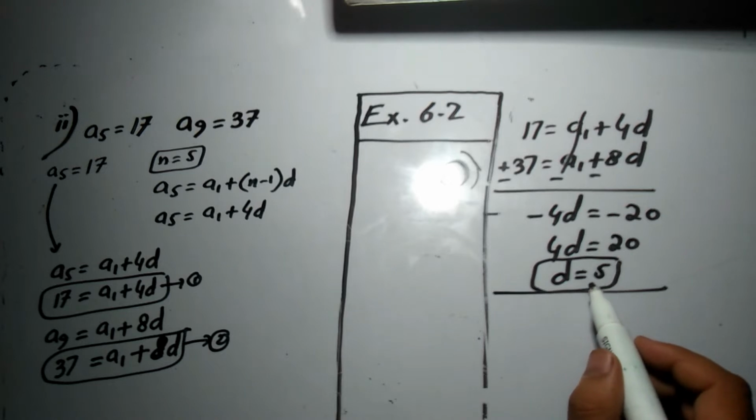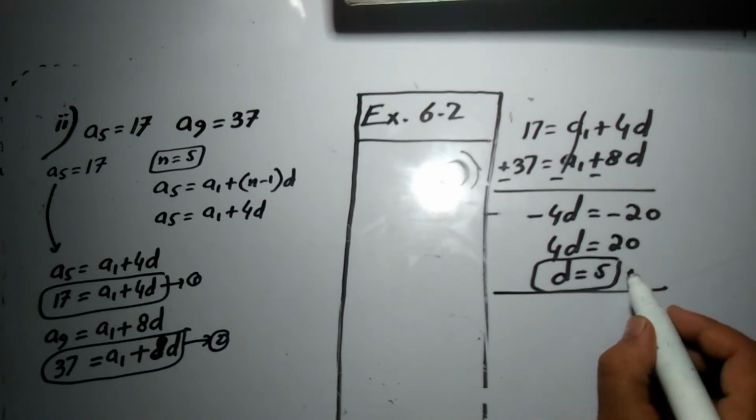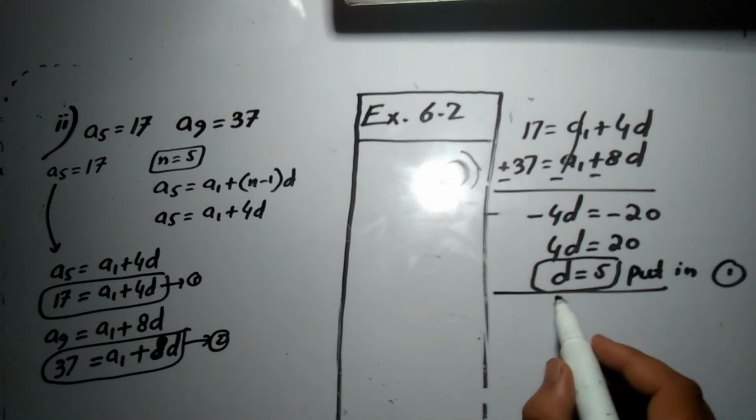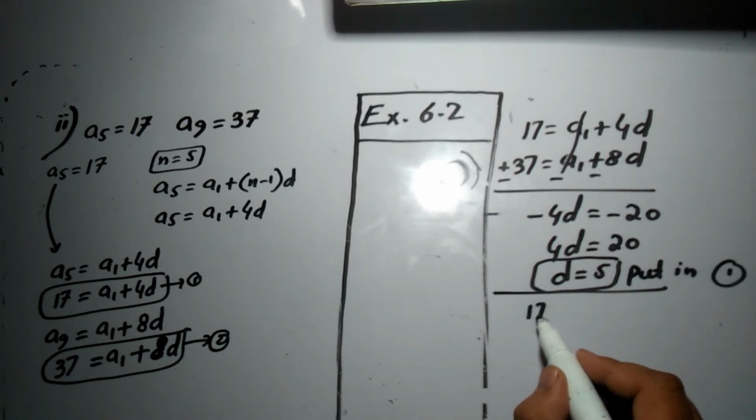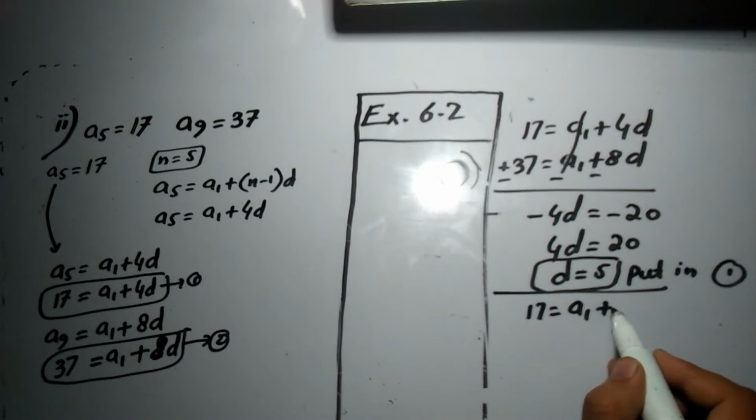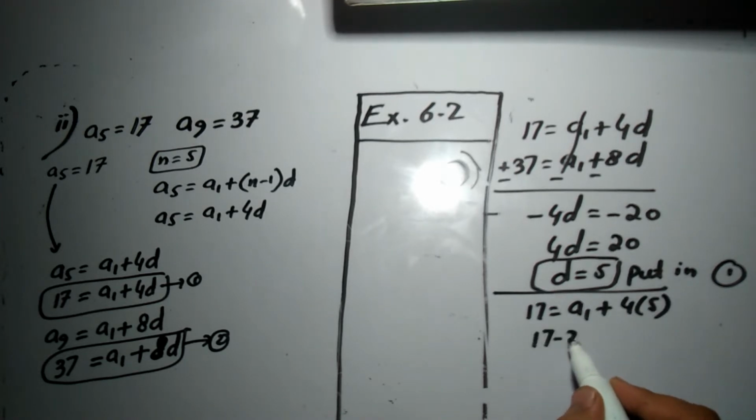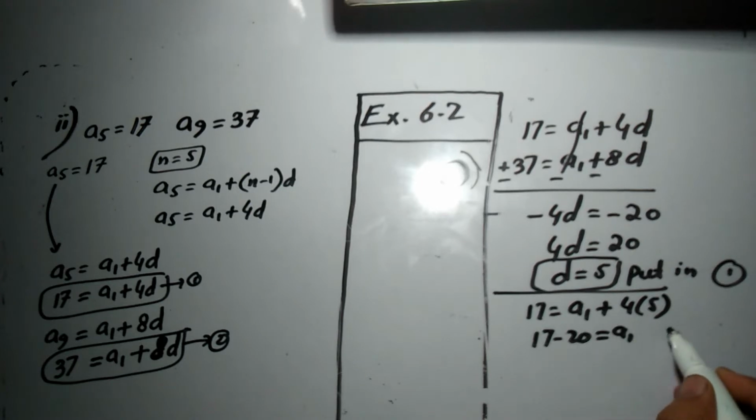We will put the value of d into equation number 1. So 17 is equal to a1 plus 4 times 5, so this will be 17 minus 20 is equal to a1, so a1 is equal to minus 3.